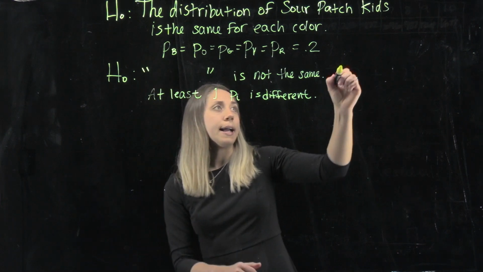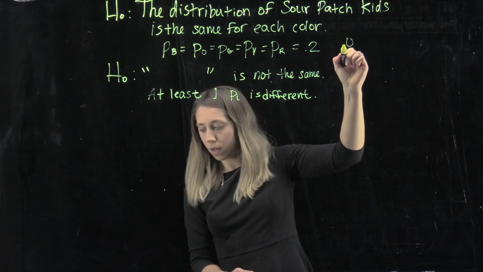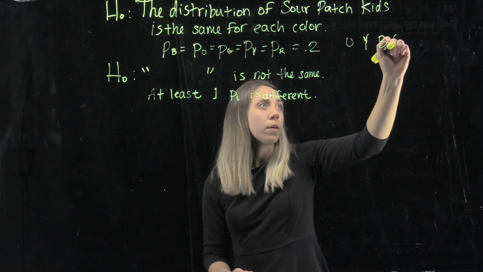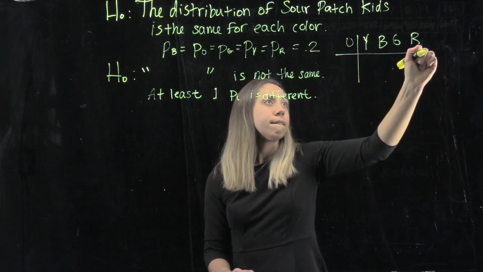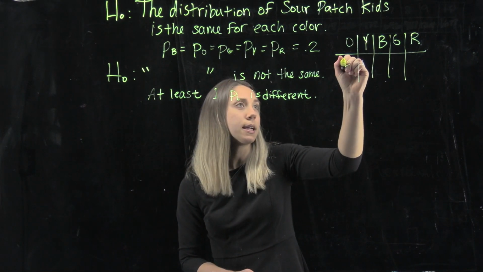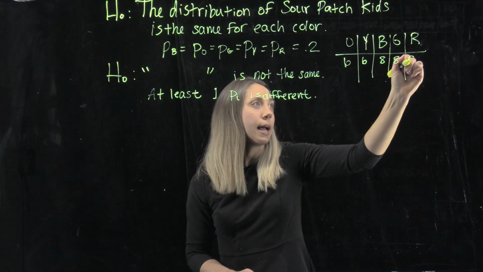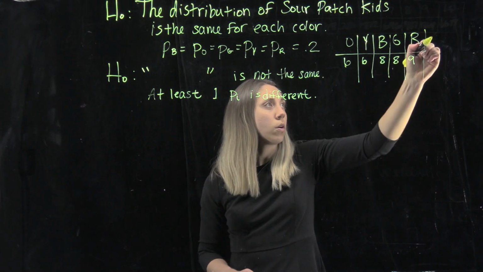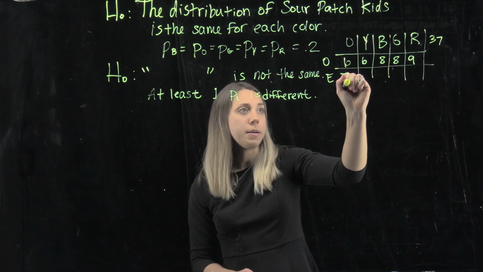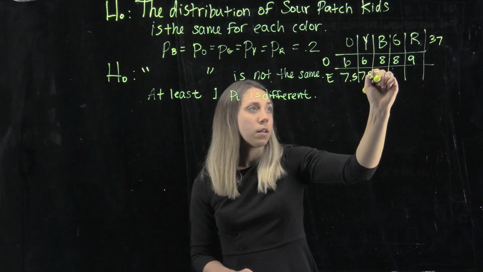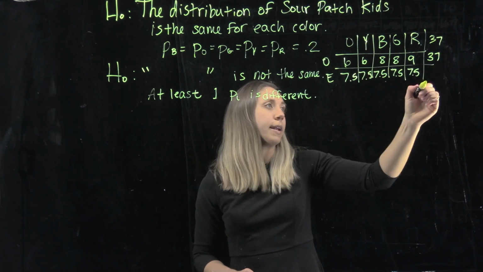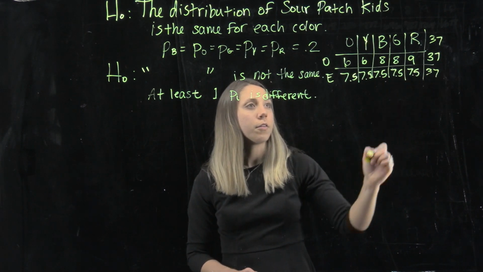So the data I got, and I'll just write this up over here: orange, yellow, blue, green, red. And I had 6, 6, 8, 8, and 9. And that is 37 total. So that should mean that these are my observed. Expected should all be 7.5 each, because I took 37 and I divided it by 5.